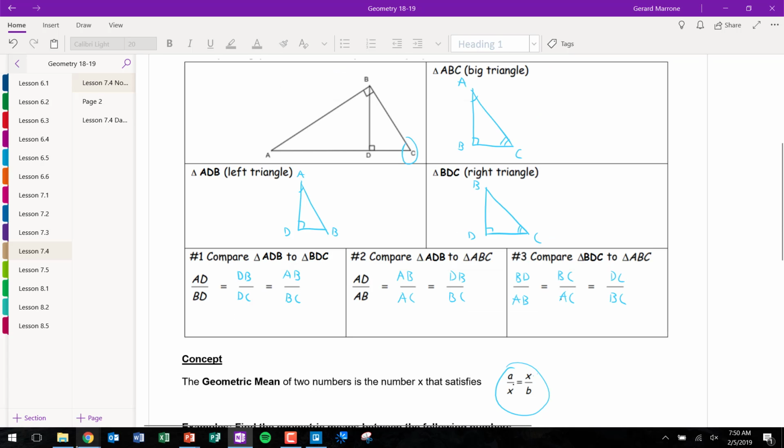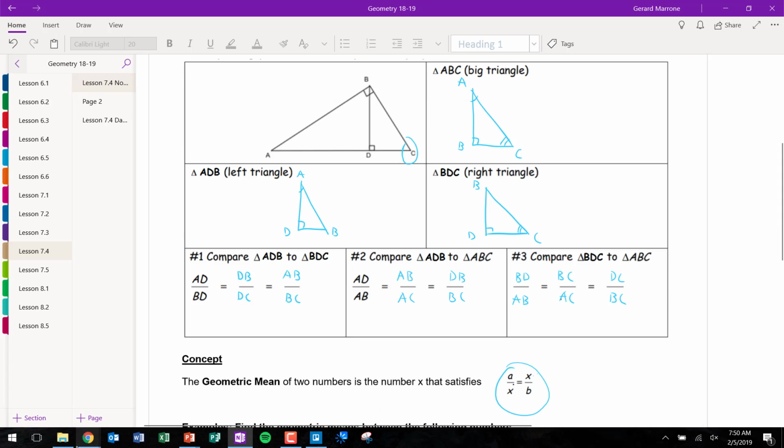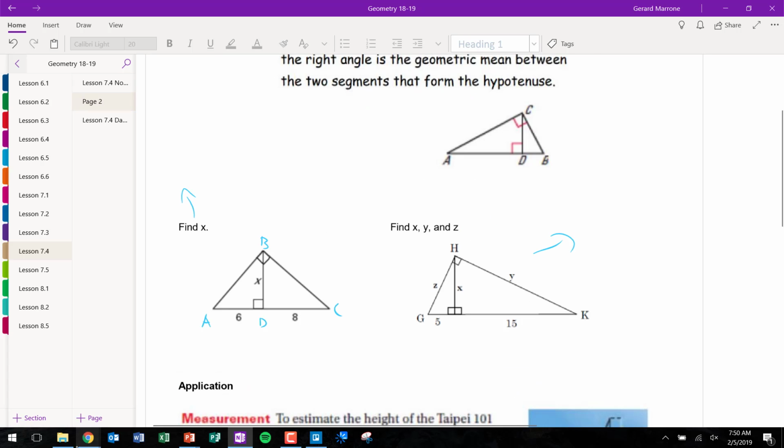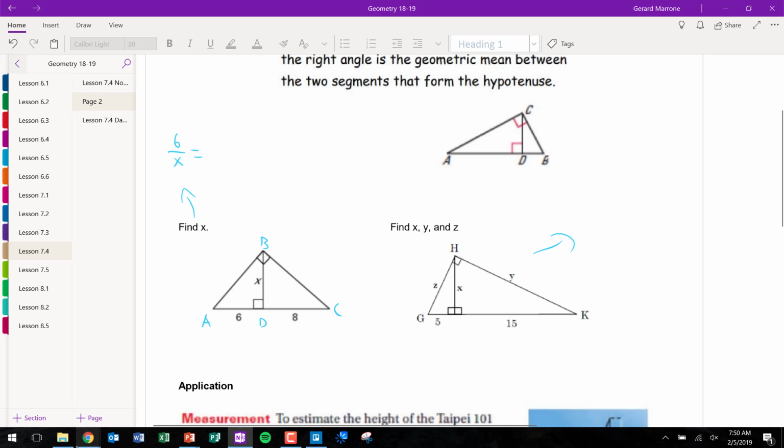If we go back to our comparison of our 2 little ones, if we wanted to label this one, we could label this A, B, C, and D. So I've got ADB and I've got BDC. And if we look closely at our ADB and BDC, we said it was AD over BD. So I've got AD over BD, which is 6 over x. And then we also said we had DB over DC. So DB x over DC 8.